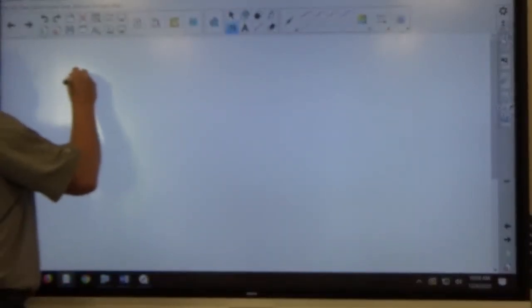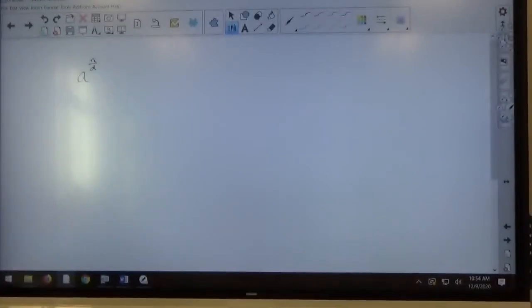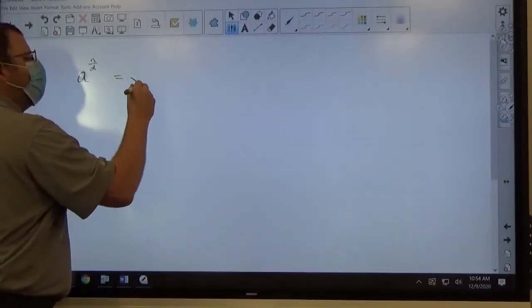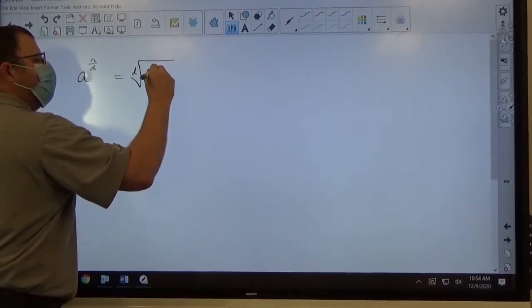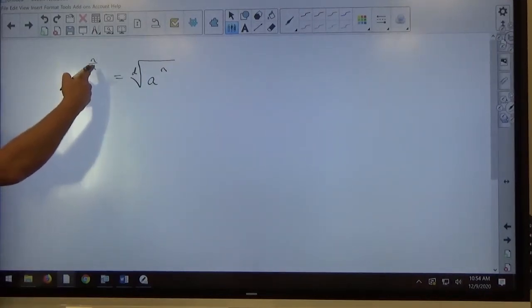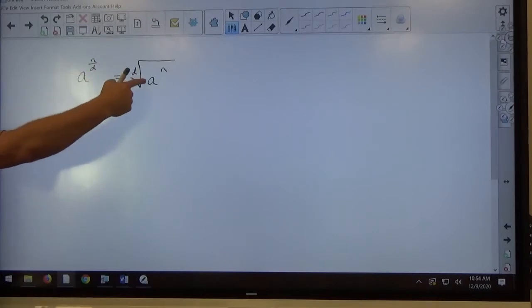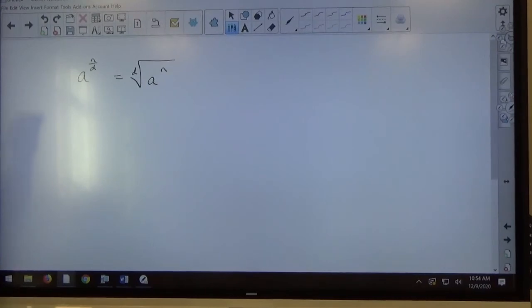Fractional powers. If you have a to some numerator over denominator power, what this means is that we're taking the d root of a to the nth power. That's what it means. The bottom number is the root, and the top number is the power. So this means the same as this means the same as this. They're interchangeable. And quite often in algebra 2 specifically, we get these fractional powers we have to deal with sometimes.